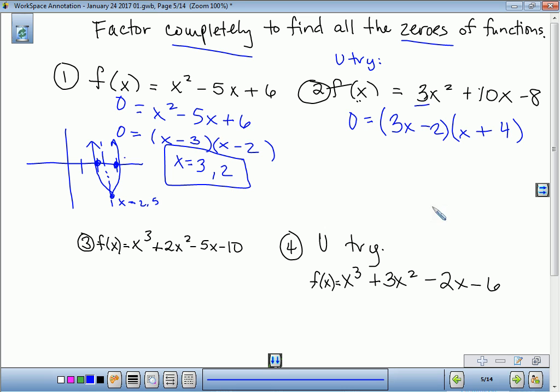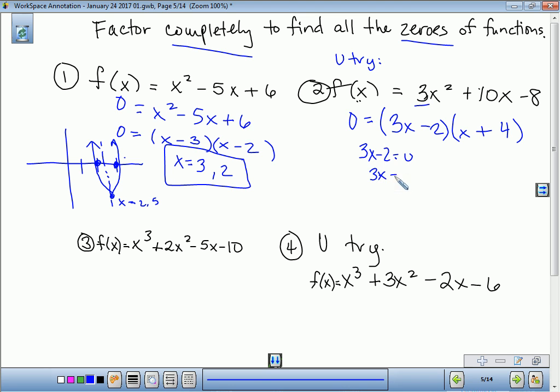Okay, so now you need to figure out what values of x would make this product equal 0. So if you can look at the first one and do it, fine. Some of you know that it's negative b over a.